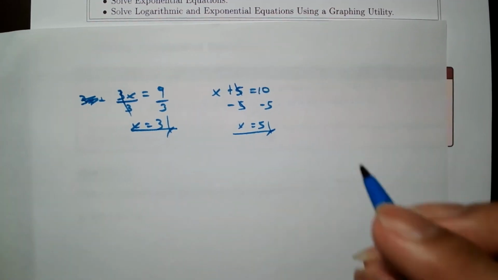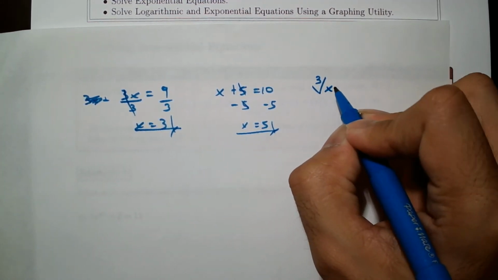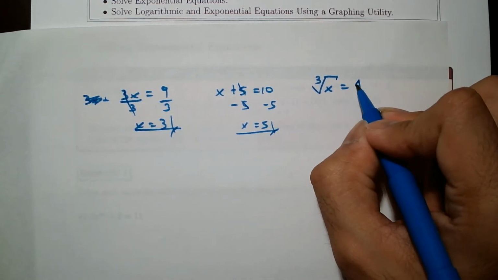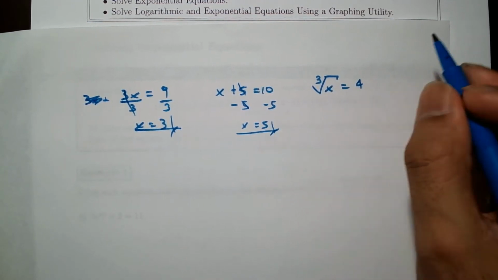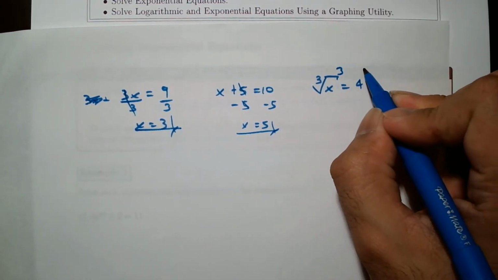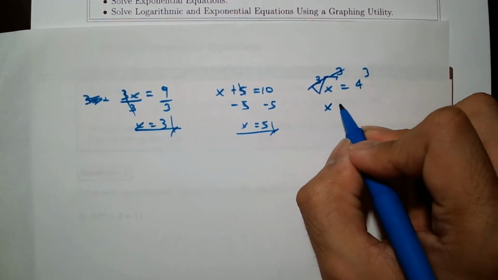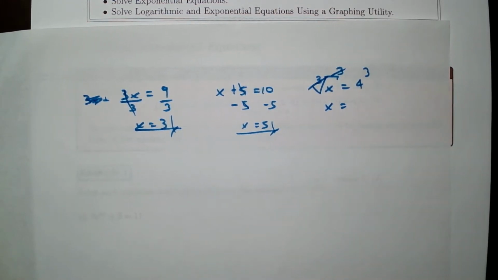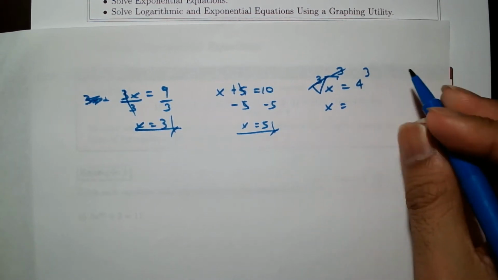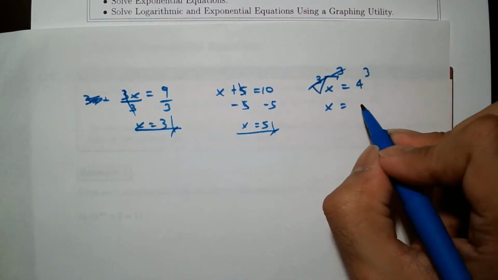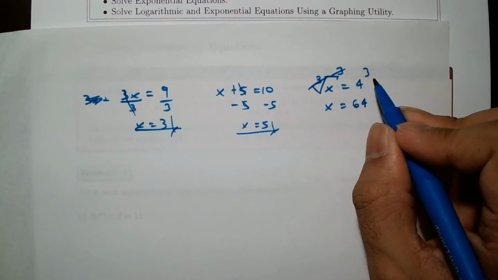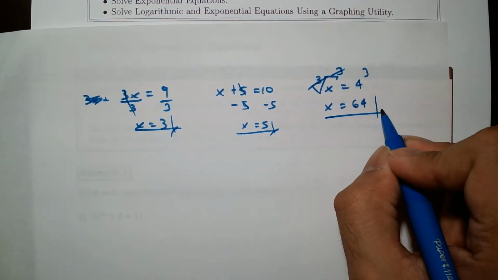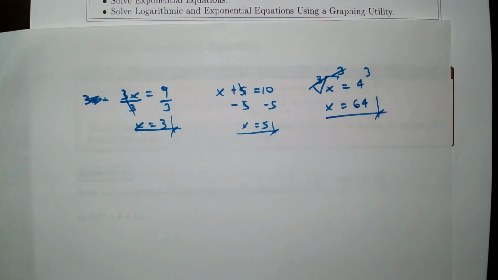If we have something like the cube root of x equals 4, we want to isolate the x, so we need to get rid of the cube root by cubing both sides. So 4 cubed, which is 64, I believe. 4 times 4, 16 times 4, yes, 64. Right, so these are some of the techniques that we use to solve equations.